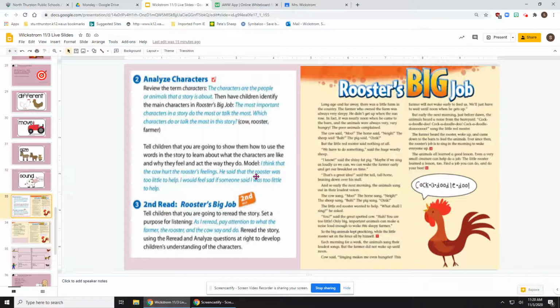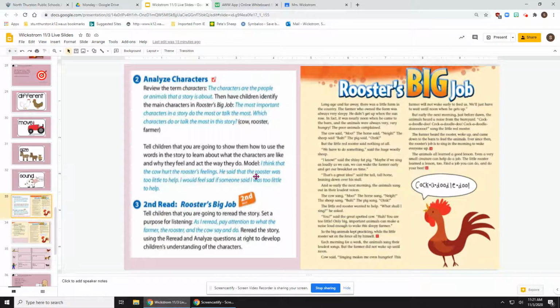The animals all learned a good lesson. Even a very small creature can help to do a job. The little rooster learned a lesson too. Find a job you can do and do your best.